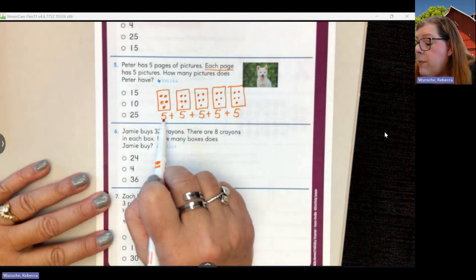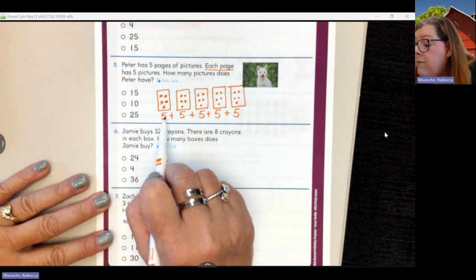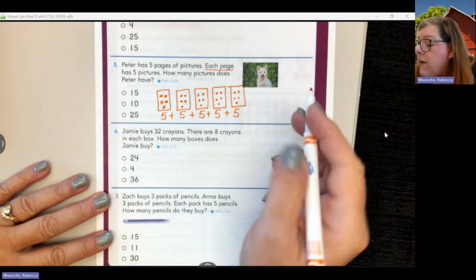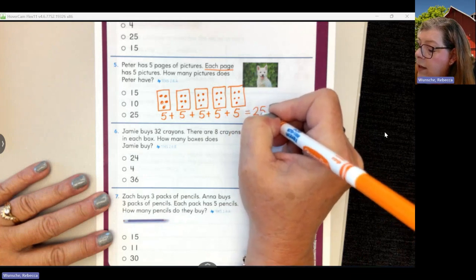So now I'm going to use my skip counting skills, and I'm going to count by 5s. 5, 10, 15, 20, 25. So I have 25 pictures.